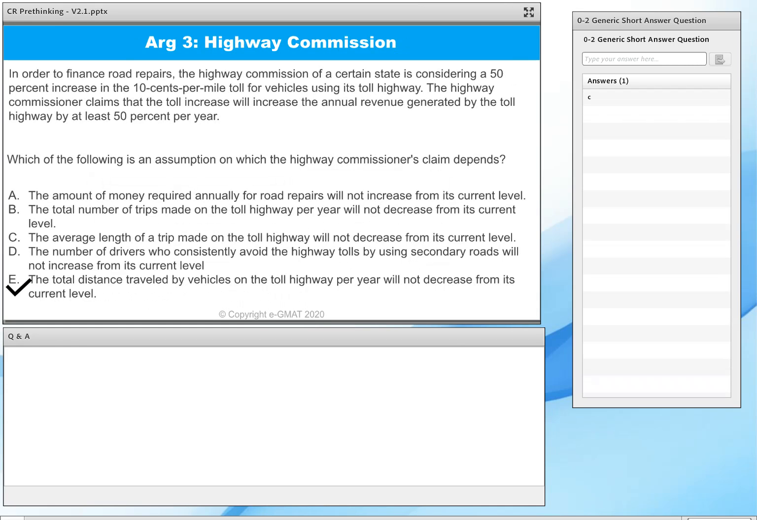Choice C, okay. Let's look at choice C. Choice C talks about average length of trip. If the average length of trip goes down, let's say earlier the average length of trip was 50 miles, now it becomes 45. What can compensate for average length of trip? Number of trips can go up, yes. Remember, please don't take the information from choice B into choice C.